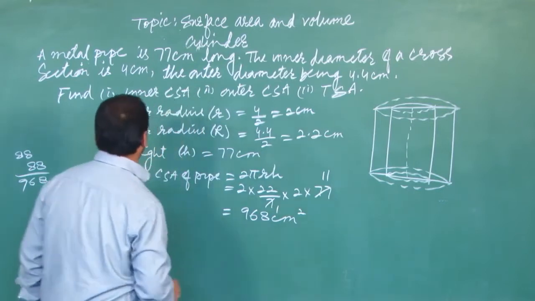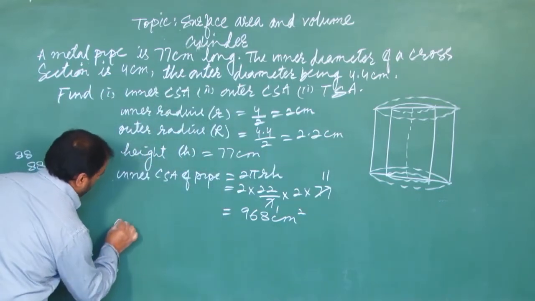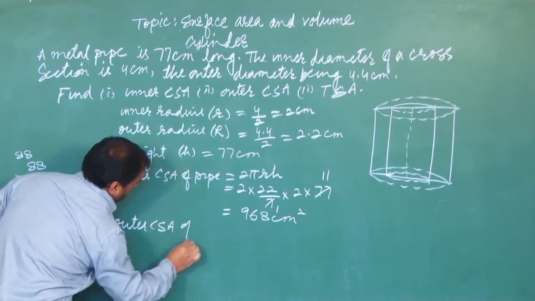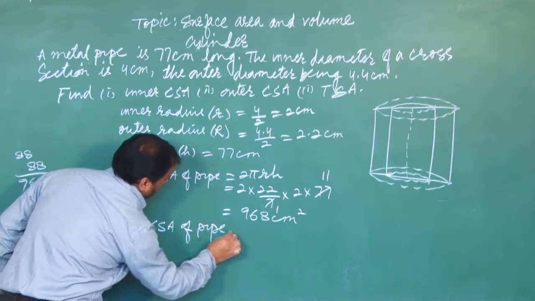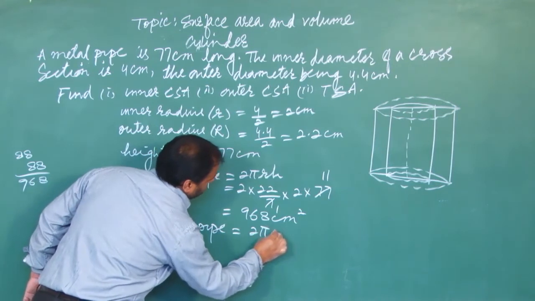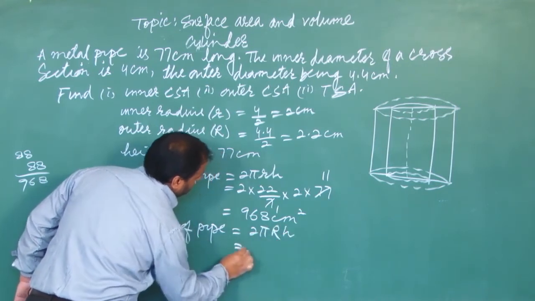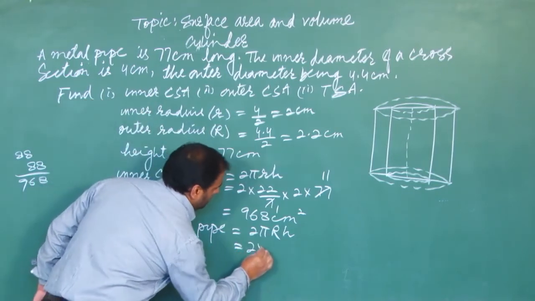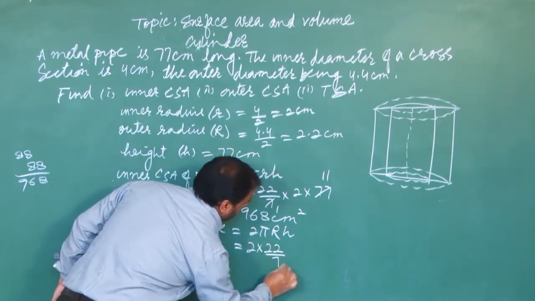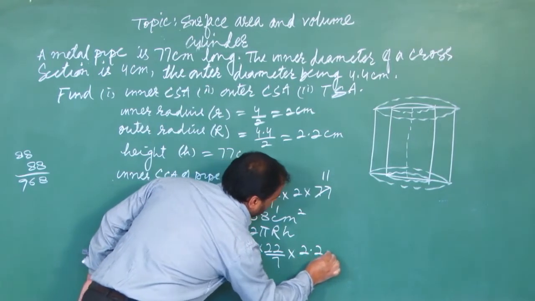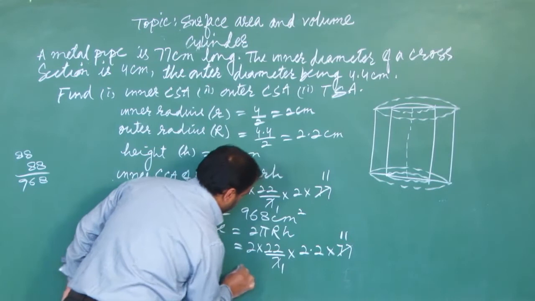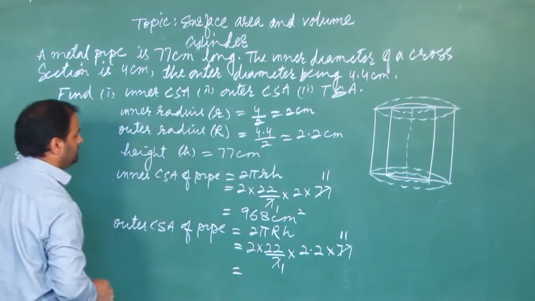Now, the outer curved surface area of the pipe. It's 2 pi capital RH, because the outer radius we have denoted by capital R. So 2 pi is 22 by 7, R is 2.2 and H is 77. So 7, 1, 7, 11. And what will be the outer curved surface area?